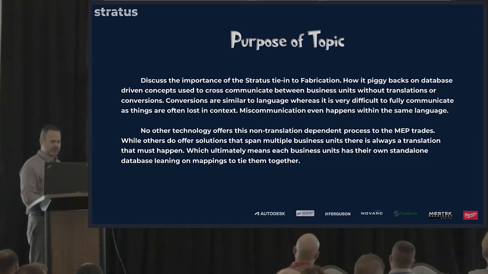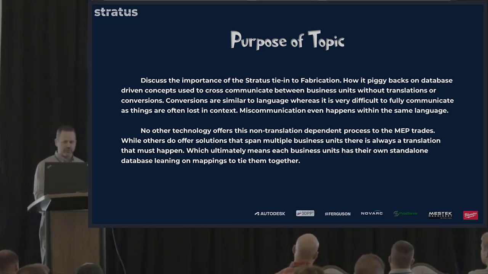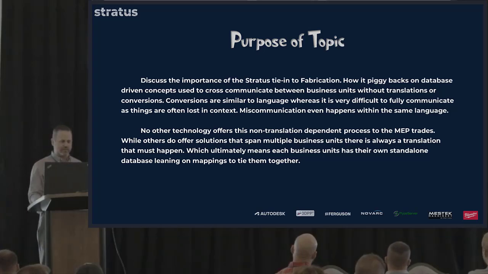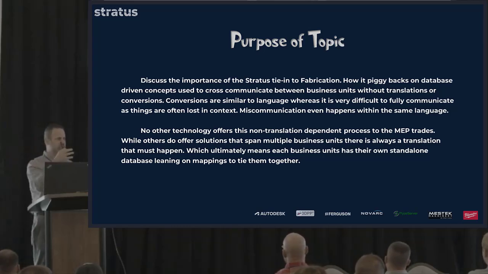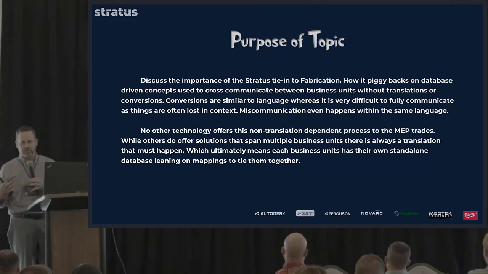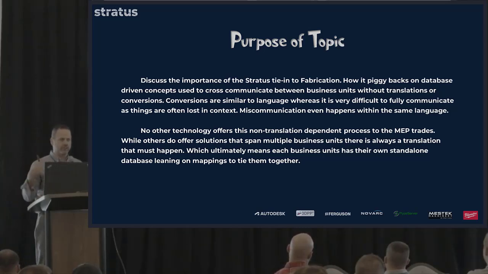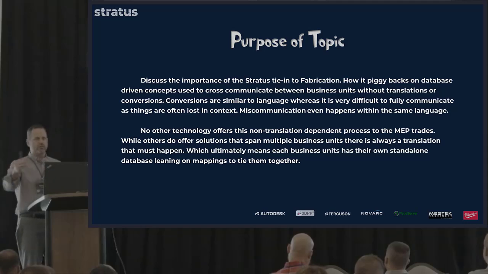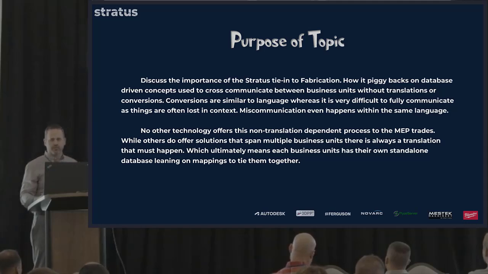No other technology offers this without a translation process in the MEP trades. While others offer solutions that span multiple business units, there's always a translation that must happen, which ultimately means each business unit has their own standalone database leaning on mappings to tie them together. So we're not trying to piecemeal some technologies together to create a comprehensive solution. This is a comprehensive solution. If you adopt it, you can seamlessly communicate from your pre-con division to your manufacturing, or manufacturing back to VDC, or VDC back to pre-con, right? You can jump around depending on the problems that you're trying to solve.